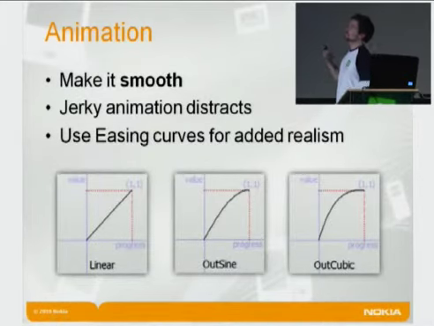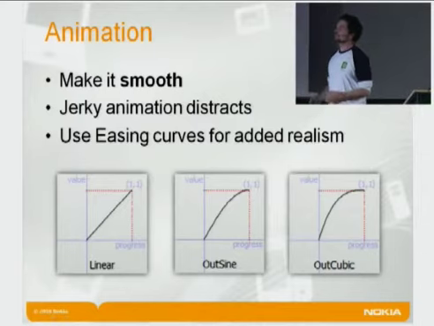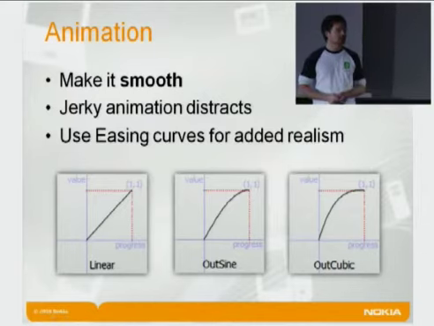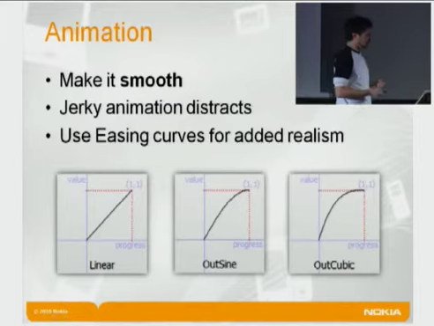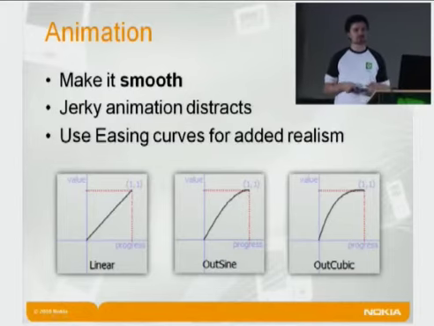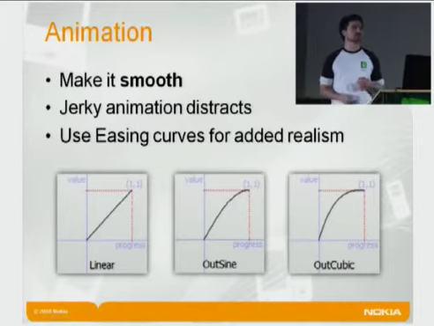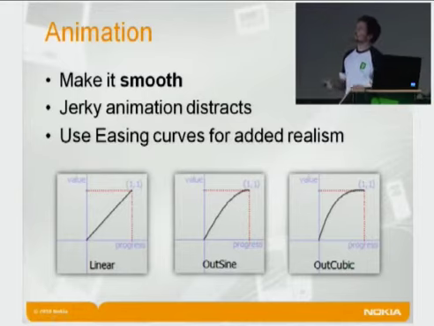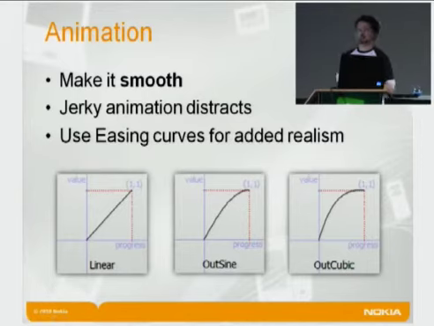A good animation should be smooth. Jerky animation generally distracts a lot. And I've seen this, it's actually better to have a constant frame rate at 15 than one that goes from 60 and drops down to 10. So when you're doing an animation, try not to have too much stuff going on in the background.